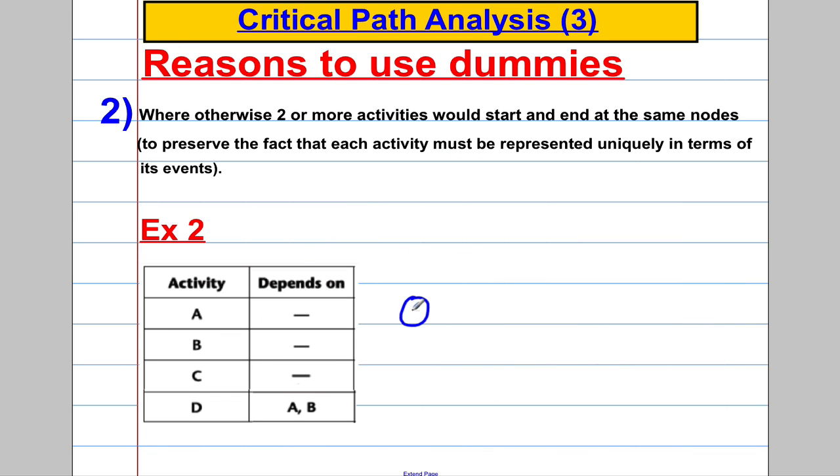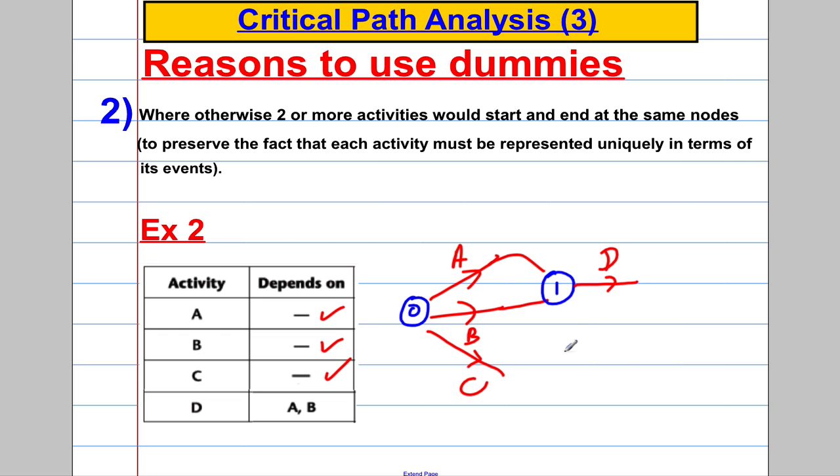So we'll start off with the source node 0. A, B and C depend on nothing, so we just have A, B and C coming out as follows, whereas D depends on A and B. So I could draw straight lines here at the end, but D depends on A and B finishing, so we could close off A and B, and we could have D coming out like that, and C needs to finish before the whole activity is finished. So we could have C coming up here, and that would be number 2, and that would be the end of the project.